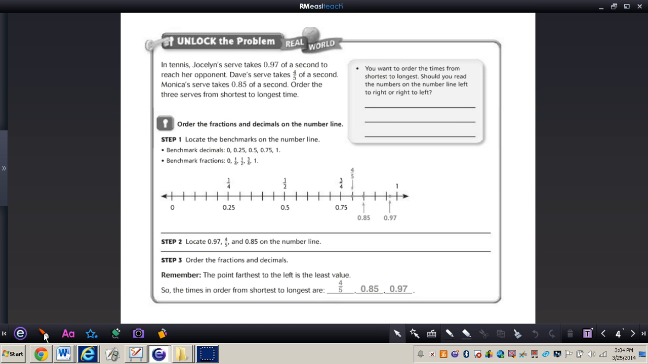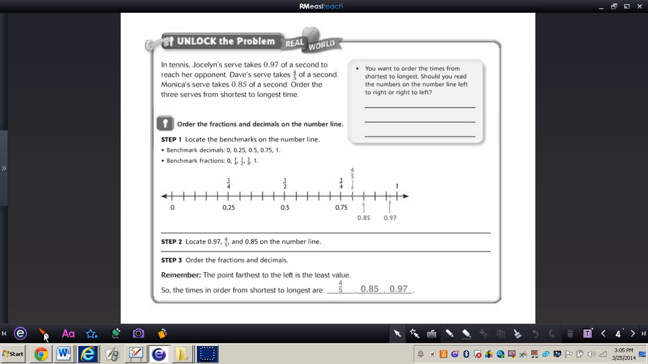The first thing we'll do is unlock the problem together, and I want you all to turn to page 247 in your resource practice book. It says, in tennis, Jocelyn's serve takes 97 hundredths of a second to reach her opponent. Dave's serve takes 4/5 of a second. Monica's serve takes 85 hundredths of a second. Order the three serves from shortest to longest.